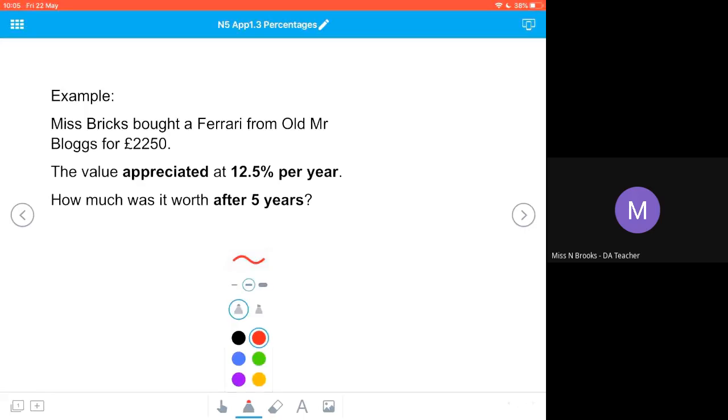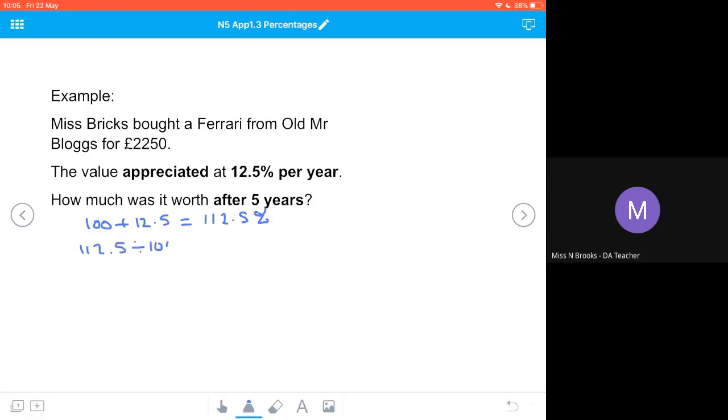So, procedure is start with 100%, add on our percentage increase. It's appreciating, so we're adding on. So it's 12.5. And that gives us a new percentage of 112.5%. We want to make that into a decimal by dividing by 100, which is 1.125. And we can check that we've divided correctly, because if it's appreciation, our number should start with a 1 point something.